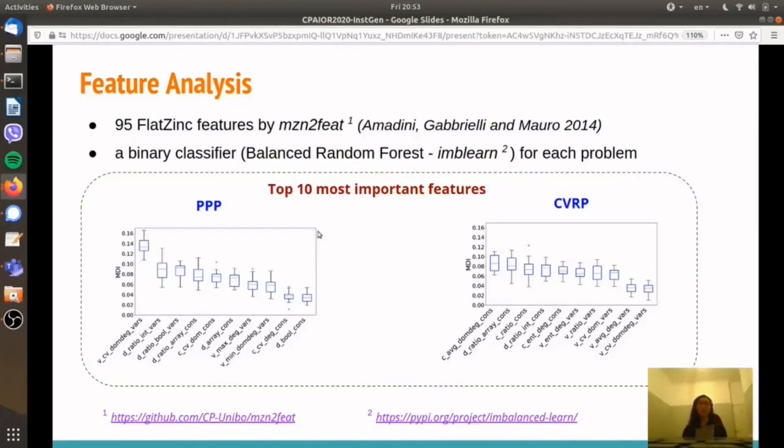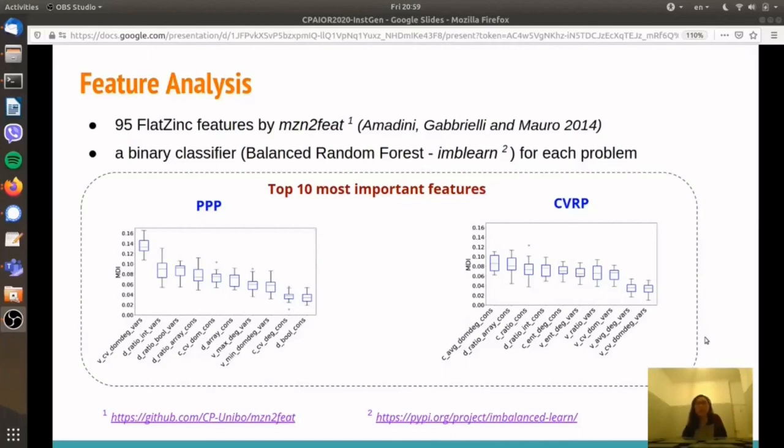We use the 95 FlatZinc features given by the MiniZinc fzn2feat tool, and we build a binary classifier for each problem, and then we plot the top 10 most important features using the mean decrease impurity measurement. For the progressive party problem, we saw that there is one feature that seems to be more important than the rest. This can be interesting information for the developers of the two solvers in order to get more insights into the solving behavior of their solvers.